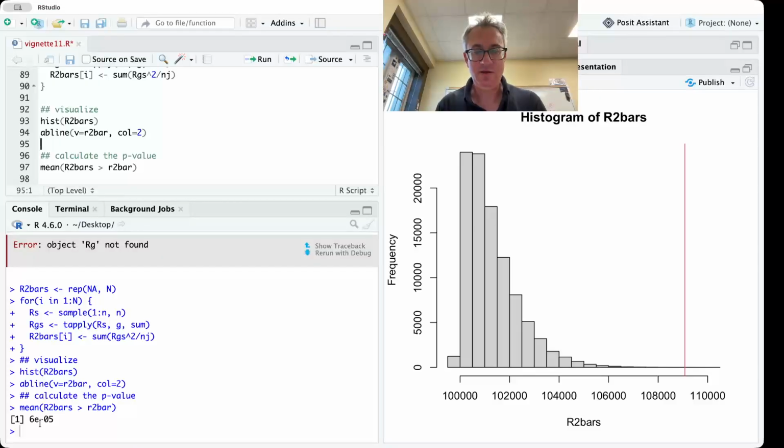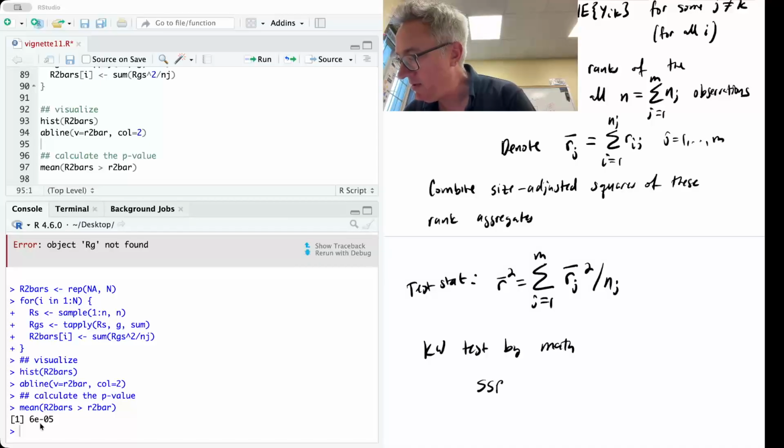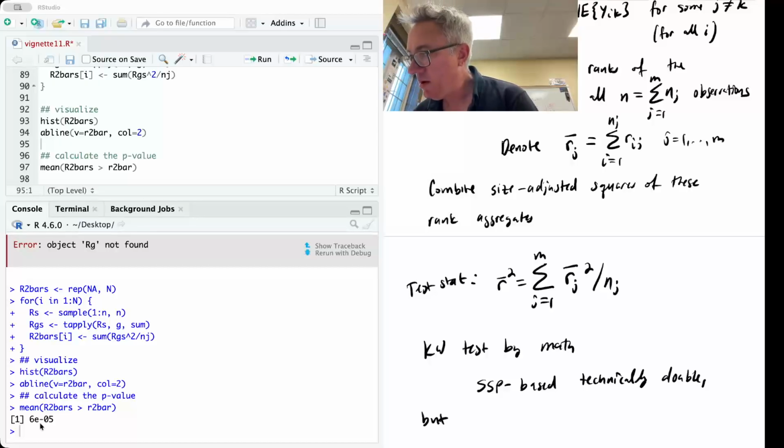Well, you're not going to like this. The KW test by math is SSP based. Okay, so that's subset sum problems. They're technically doable, but large values of the statistic, right?